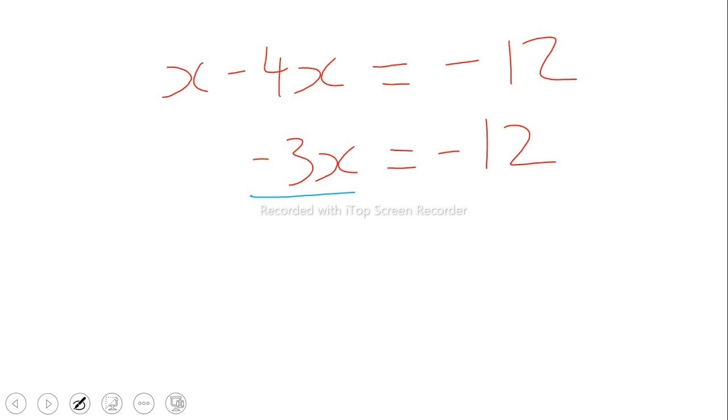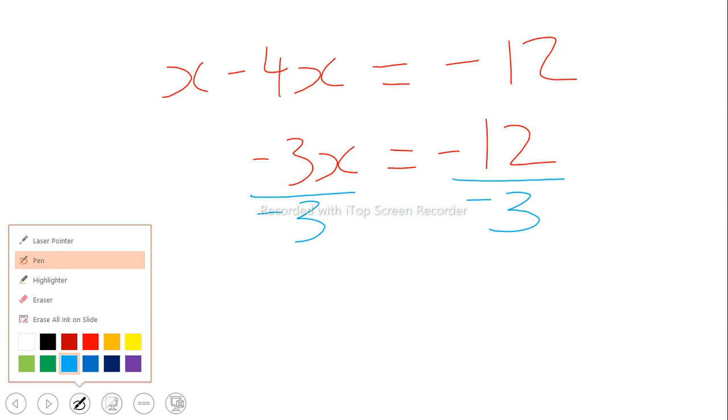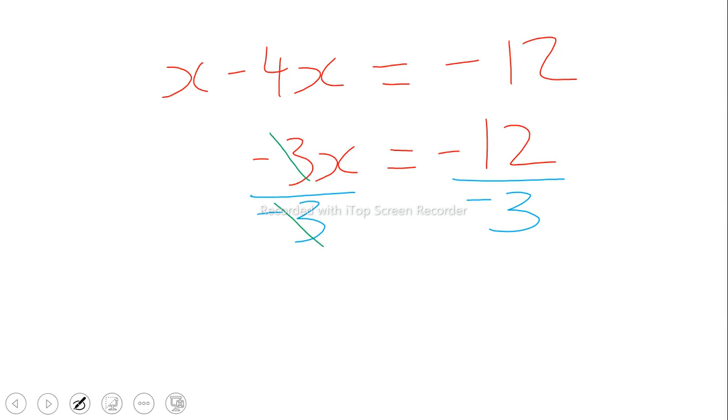Sorry, negative 3. Good. And then now we cancel out. This cancels with that. So x is going to be equal to negative 12 divided by negative 3. What is negative 12 divided by negative 3? Positive 4.